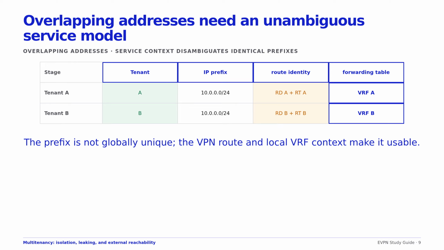An application proxy can terminate each session on a tenant-specific listener and make an explicit upstream choice. Whichever model is chosen, return traffic must carry the same tenant context. The proof uses simultaneous flows from identical source and destination addresses in 2 VRFs and verifies that replies return to the correct origin.